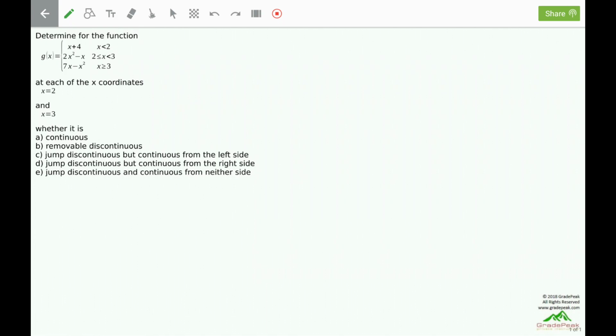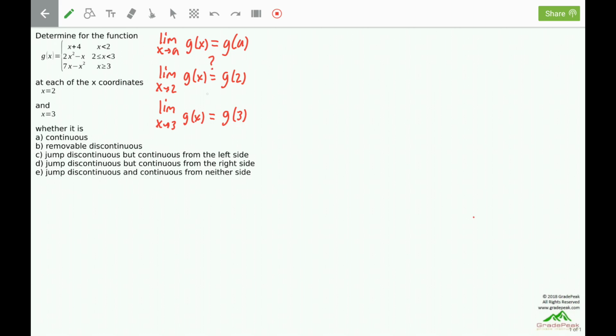Parts a through e here involve the continuity of the functions, so the first thing to do is write down the definition of what it means to be continuous. And that's the limit as x approaches a from both sides of g of x equals g of a. Specific to this problem, we're looking at the x-coordinates of 2 and 3, so we can write each of these down. The limit as x approaches 2 from both sides of g of x equals g of 2, and the limit as x approaches 3 from both sides of g of x equals g of 3.